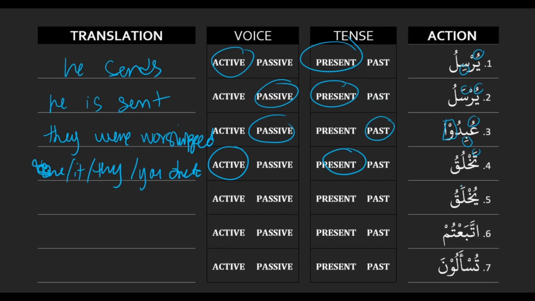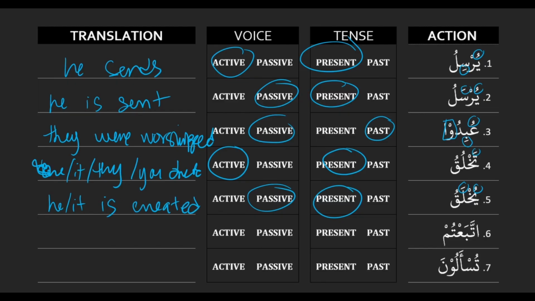يخلق. Okay, so we have a u at the end and ya at the beginning, so it's present tense. And then I'm going to say it's passive because we have a u sound on the first letter and a on the second to last. Good. So those are our present passive sounds, and so that is present passive. So translate as substitute doer is actioned. Good. So he or it is created.